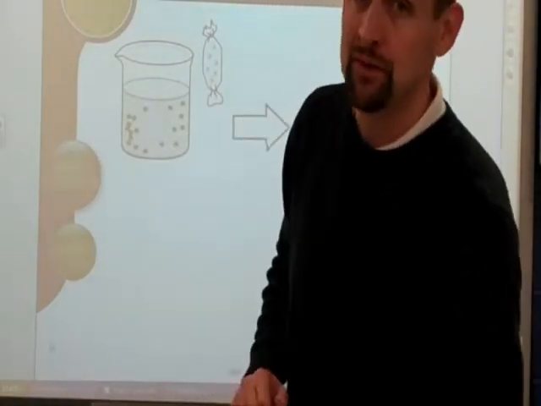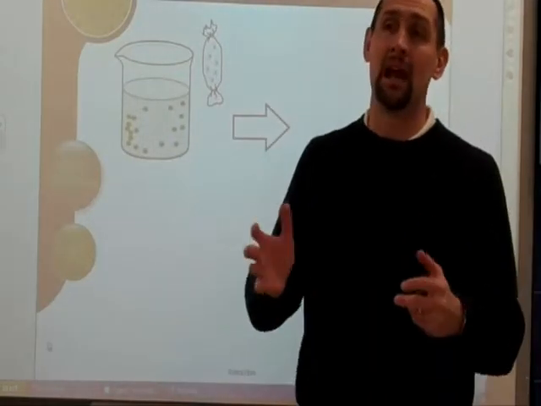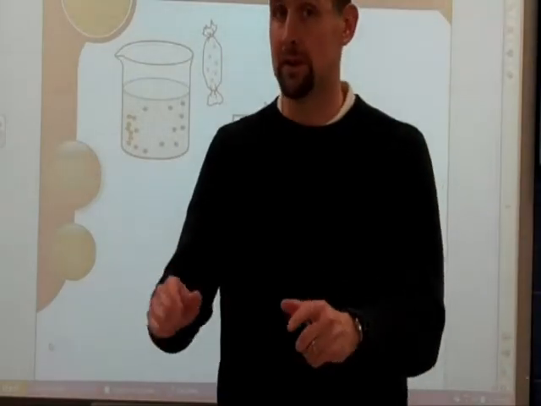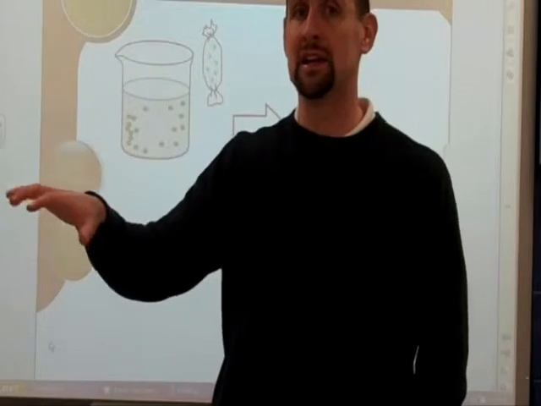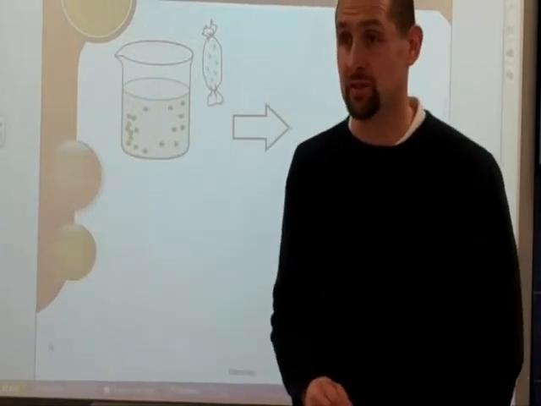But in order to interact with its environment, the cell has to have a membrane that allows some things in, but not everything, and allows some things out, but not everything. Those processes of things entering and leaving the cell, we call osmosis and diffusion.